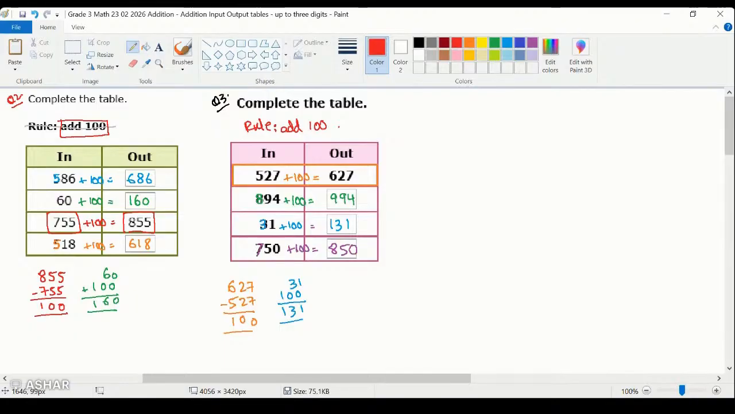Okay. Let's move ahead to the next question. For the next question, it says, complete the table, and let's skip the rule. We'll try to find the rule ourselves.